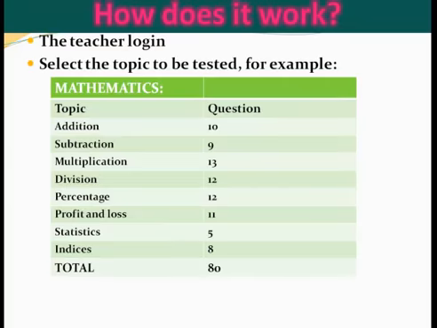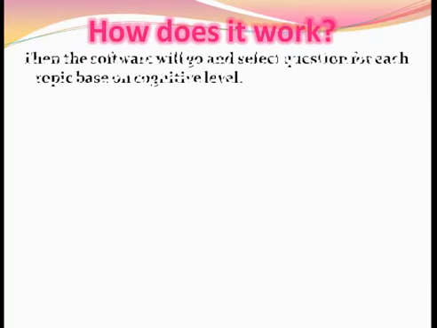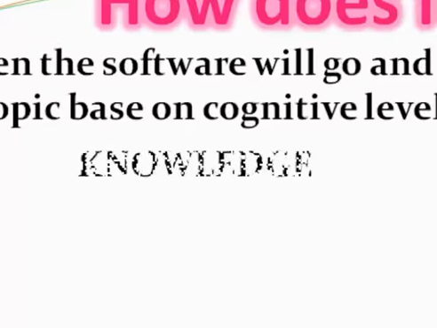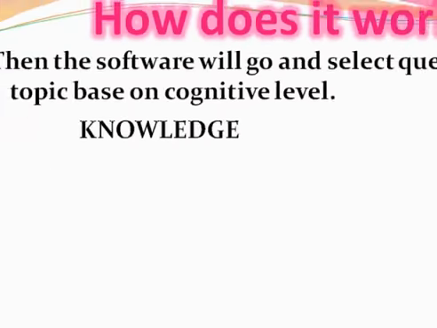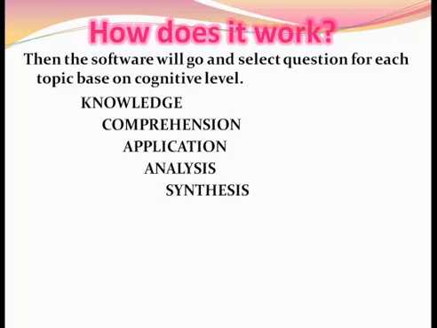Let us say, for example, here in addition we have 10 questions. The software will go ahead and set questions on different cognitive levels. It will take each of the cognitive levels one after the other. Out of the 10 questions for addition, how many questions should go for knowledge? How many for comprehension? How many should go for application? How many for analysis? How many for synthesis? And how many for evaluation? So the software will determine that first of all before it starts setting questions.